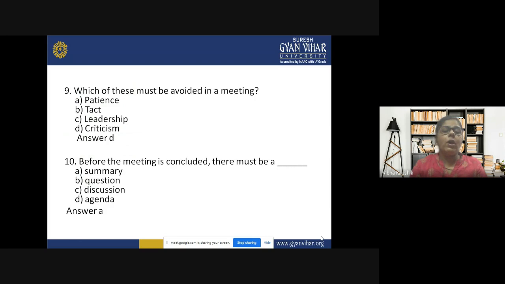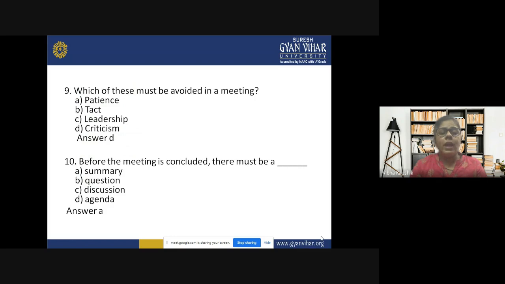Now, the ninth one, which of these must be avoided in a meeting? Options are A, patience, B, tact, C, leadership, or D, criticism. So these are the options, students. Now you have to select the correct answer on the basis of the given choices, that what should be avoided in the meeting. And the correct answer is option D, that is criticism must be avoided in a meeting.